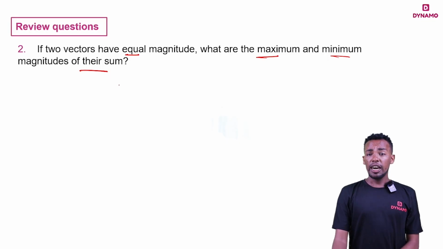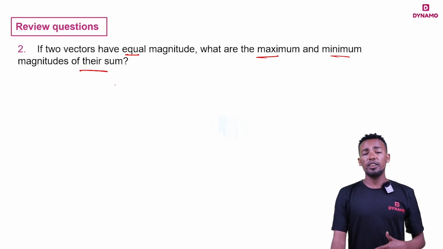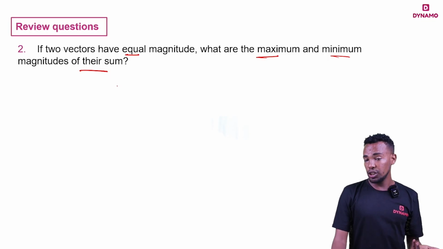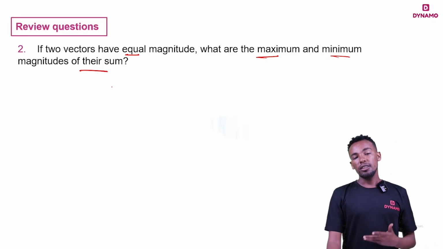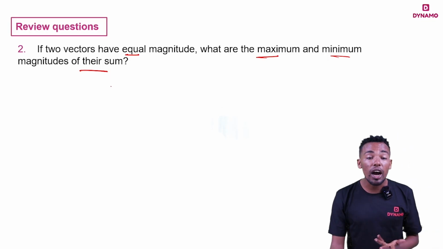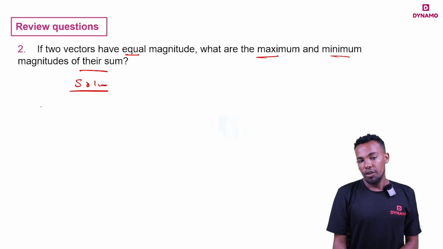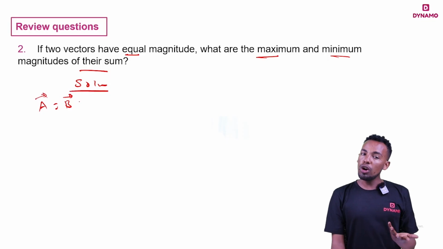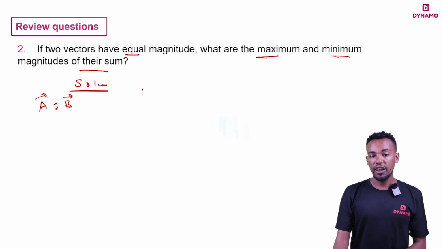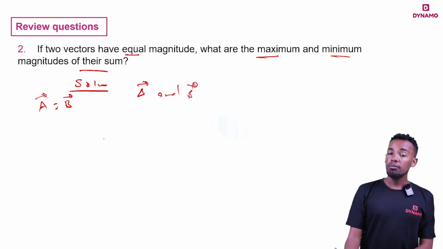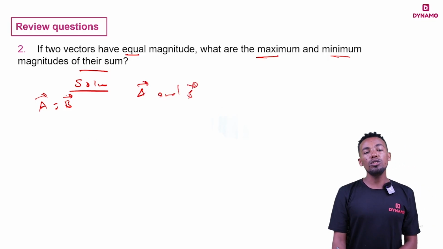We can check this. The maximum value is twice of one of the vectors. The minimum magnitude is zero. Let vector A be equal to vector B, because we have two vectors, vector A and vector B, with the same magnitude. Vector A equals vector B is what is given.